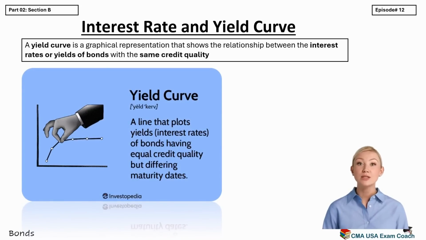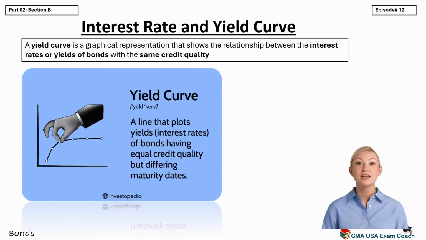Based on the shape of the yield curve, we can make important conclusions about market expectations, investor sentiment, and even potential economic conditions. To begin with, imagine a simple graph. On the x-axis, we have time to maturity. This could be 1 year, 2 years, 5 years, 10 years, or 30 years. On the y-axis, we have interest rates or yields. When we plot the interest rates of bonds with the same credit quality, like government bonds, but with different maturities, we get a line. This line is known as the yield curve.